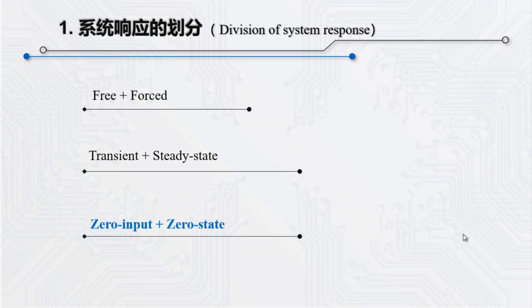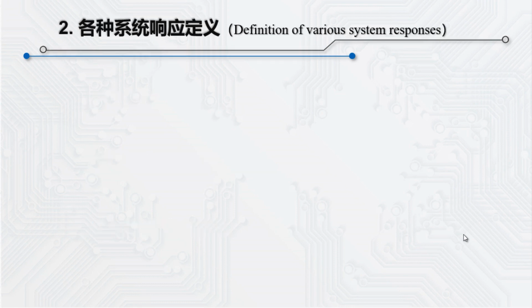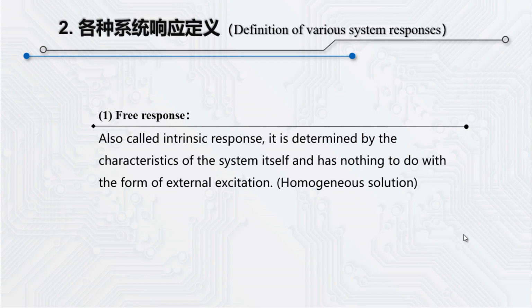One way is to divide the system response into free response and forced response. The second is to divide it into transient response and steady-state response. There is another: zero input response and zero state response. This division is also an important content of this module. Let's take a look at the definitions of the various system responses under these division methods.